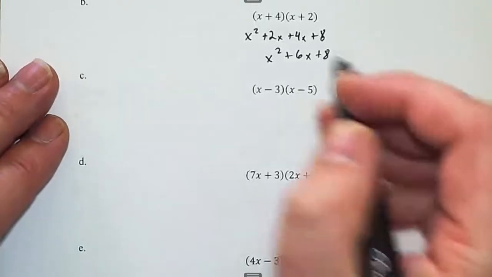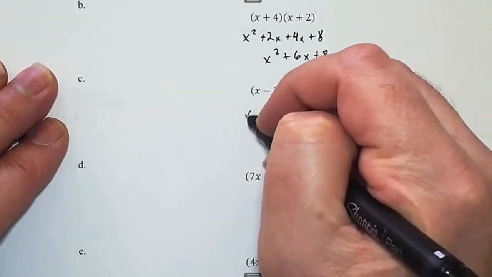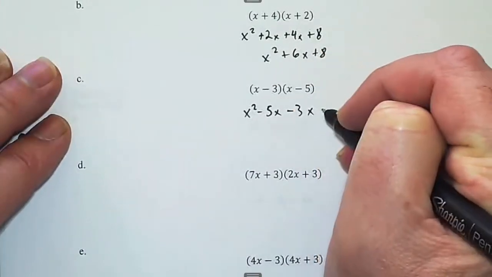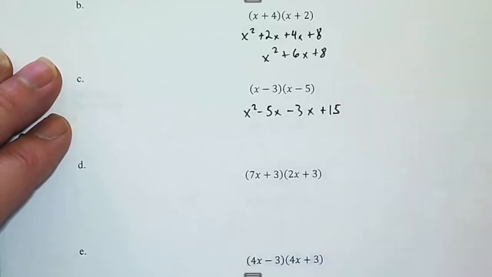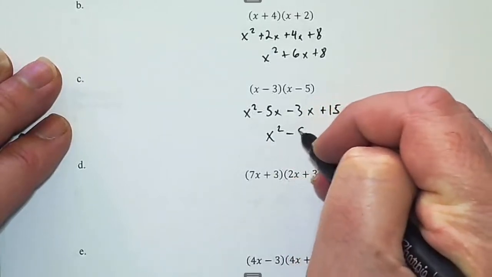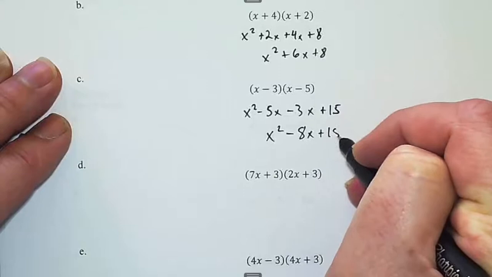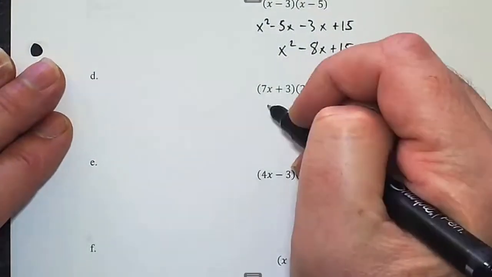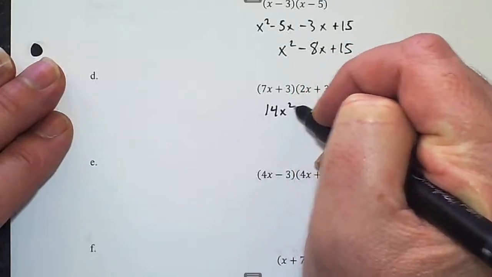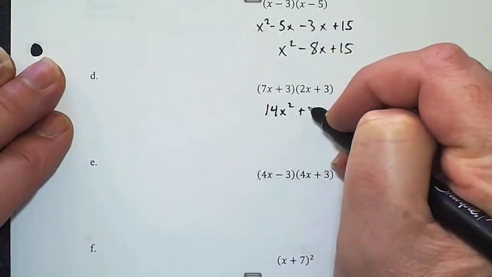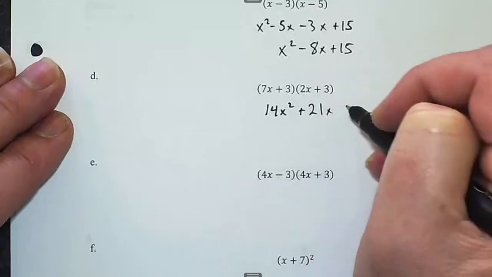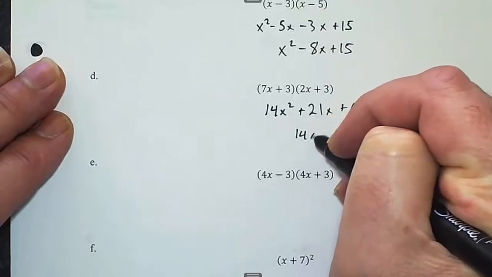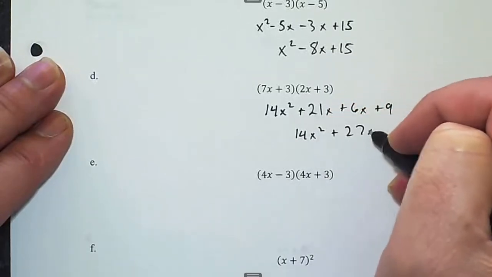All right, on the next one, again, the x will go to the x and the 5. So x squared minus 5x. Then the negative 3 will go to the x and the 5, making it plus 15. And I'll combine the terms in the middle. All right, on the next one, 7x times 2x is 14x squared. Then 7 times 3 is 21x. Then plus 6x. Then plus 9, making this 14x squared plus 27x plus 9.